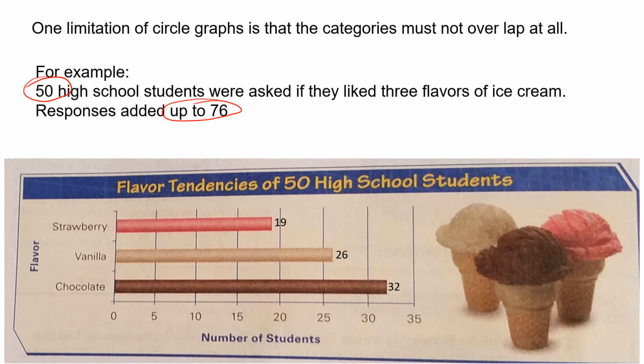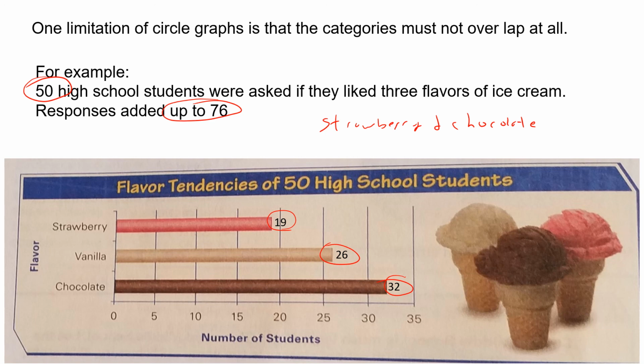So one student may have said, well, I like strawberry and I like chocolate. So they gave more than one response. So you cannot use a circle graph when it's that way. You're better off using a bar graph. So it would show that like 19 students like strawberries, 26 like vanilla, and 32 like chocolate. And if you add these up, you get 76, right? So you couldn't use a circle graph.